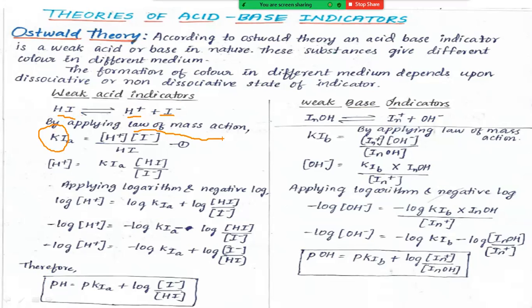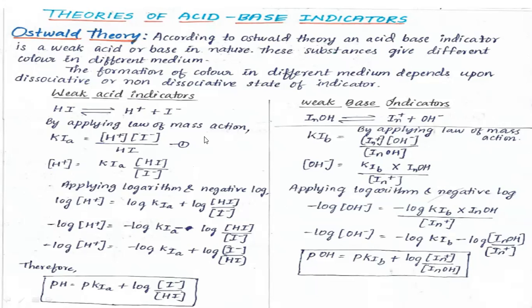So what is the law of mass action? The law of mass action explains the rate of reaction. We have two reactions, the forward reaction and the backward reaction. The rate of reaction is proportional to, or depends upon, the active masses of the reacting substances. That is the definition of the law of mass action.